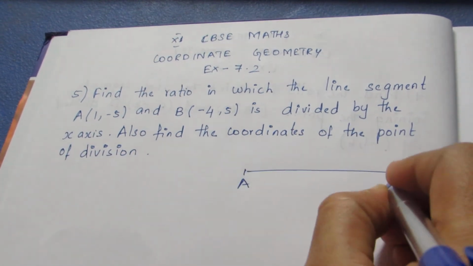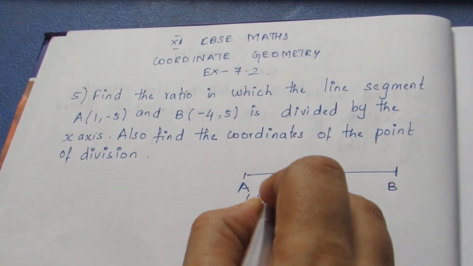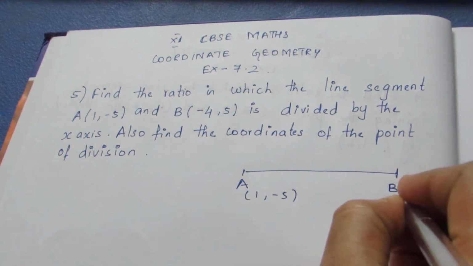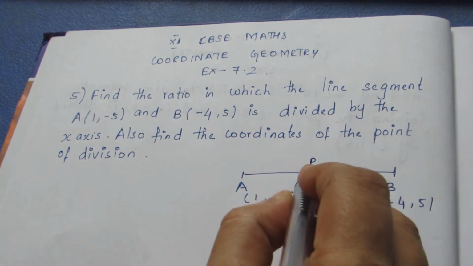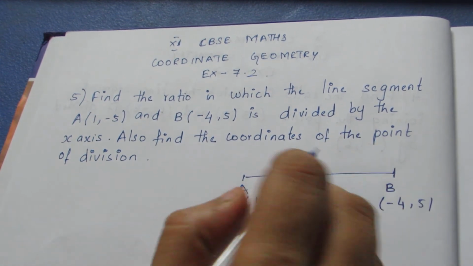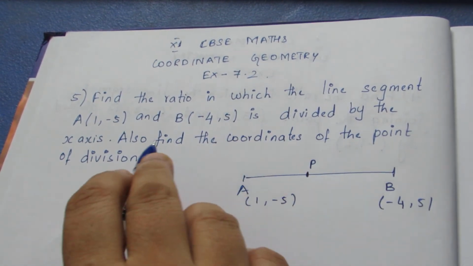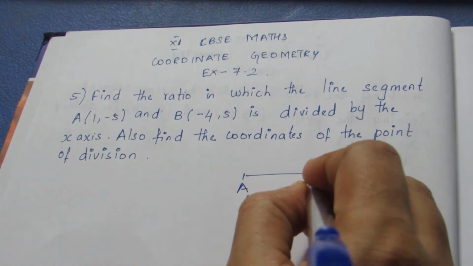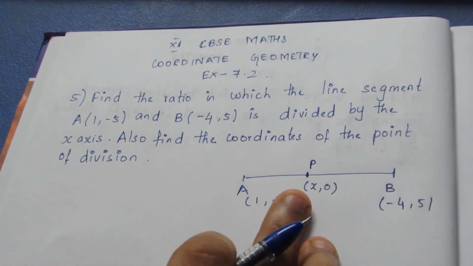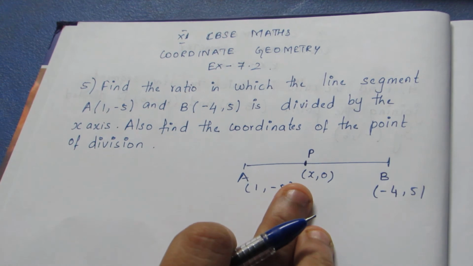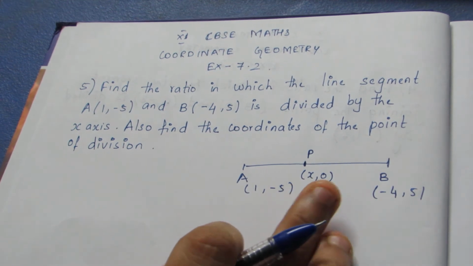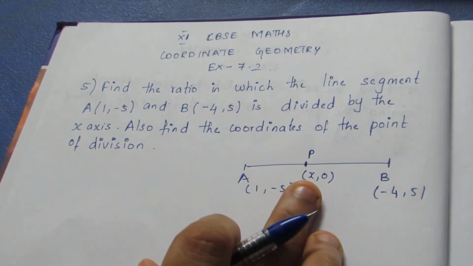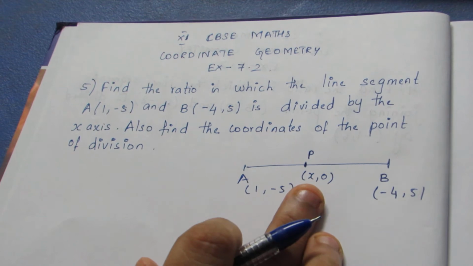Here I am taking this to be A and B. This is (1, -5) and B is (-4, 5). They have told that a point, I am taking the point to be P, is divided by the x-axis, means (x, 0). In the x-axis there is no y value, y will be equal to 0. So we can write on the x-axis it is (x, 0). We want to find the coordinates, that is (x, 0).